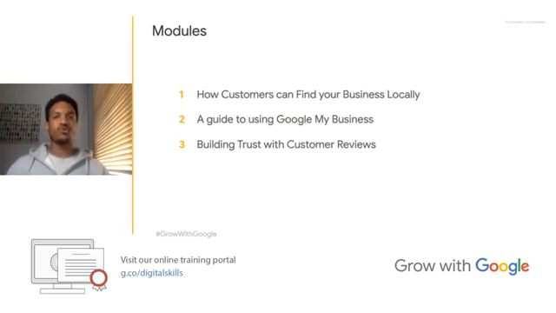Let's break down the modules first. Firstly, how customers can find your business locally. If there are businesses around you, how do customers find those businesses? We're going to explore that. Second, for anyone who doesn't know about Google My Business, we'll go through what it is and how we can set it up. Then building trust with customer reviews. Reviews are a big thing. I use reviews to make a judgment on whether I'm going to buy anything, so this is really important for us too. We're going to go through these three modules in the next hour.